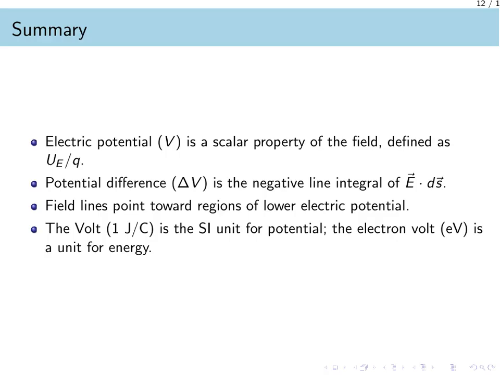To summarize the main points of this lecture, first, electric potential is a scalar property of the field itself, defined as the potential energy per unit charge. Second, the potential difference between 2 points is calculated as the negative line integral of the electric field along the path between them. Third, a key rule of thumb is that electric field lines always point toward regions of lower electric potential. Finally, remember the units. The volt is the standard SI unit for potential, while the electron volt is a specialized unit used to measure energy at the atomic scale.